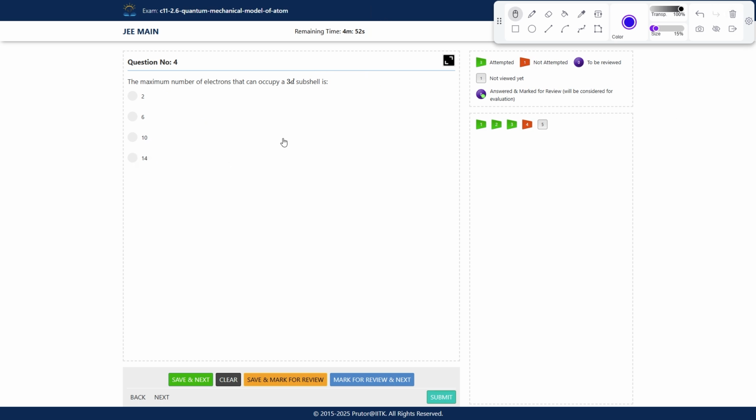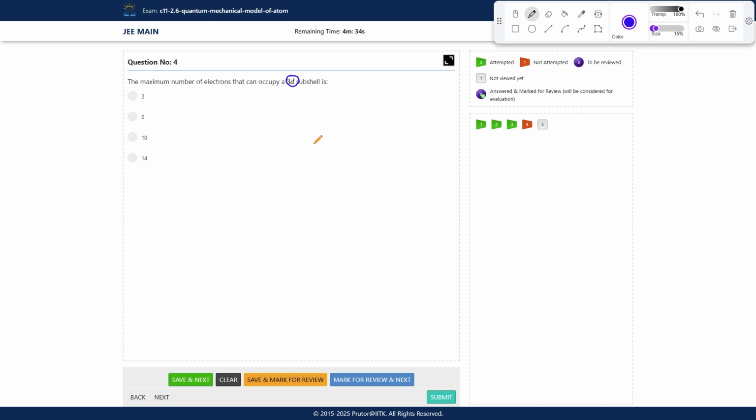The maximum number of electrons that can occupy a 3D subshell is... So a very simple formula to calculate it. What is the formula? If I ask you what is the formula to calculate the number of electrons in a given subshell, then what will you tell?